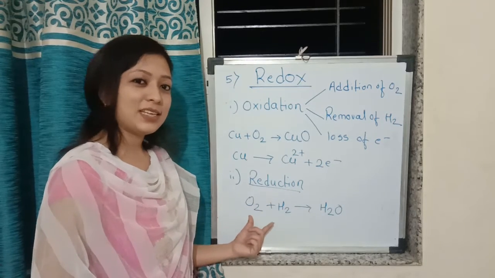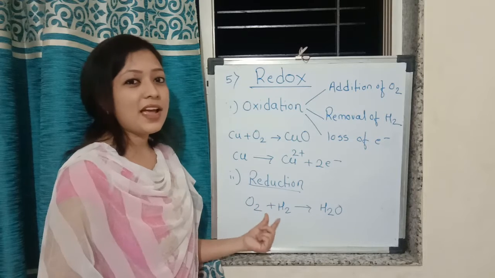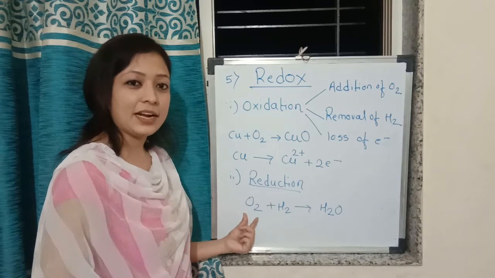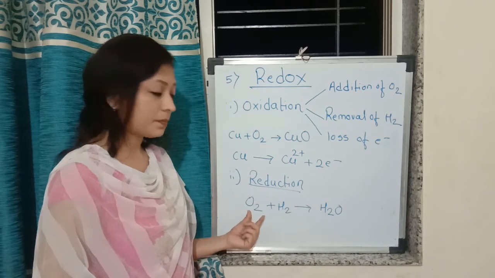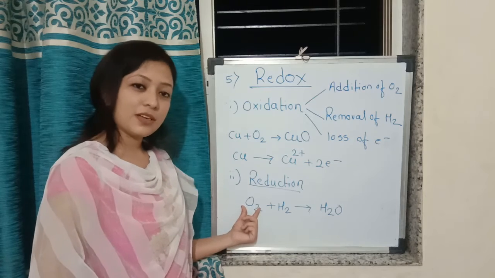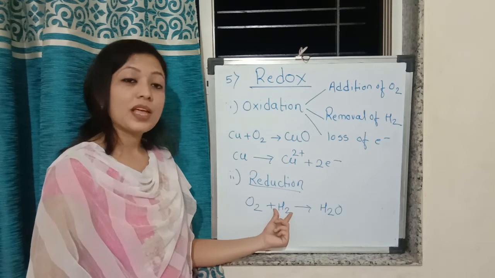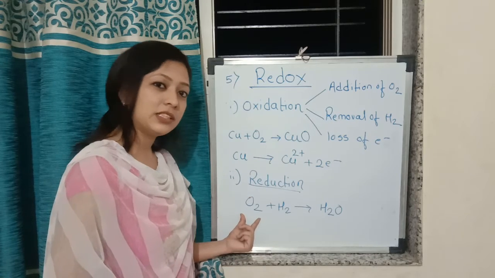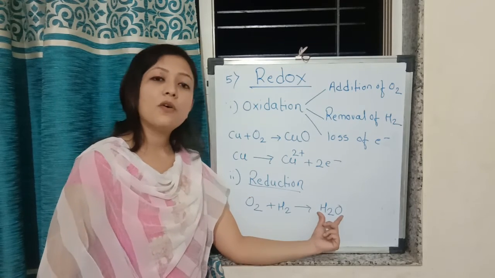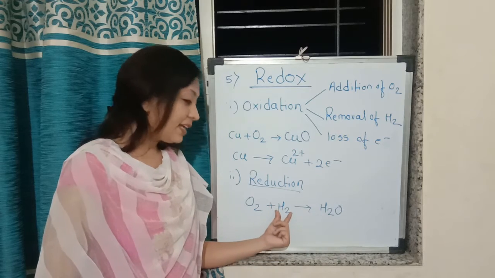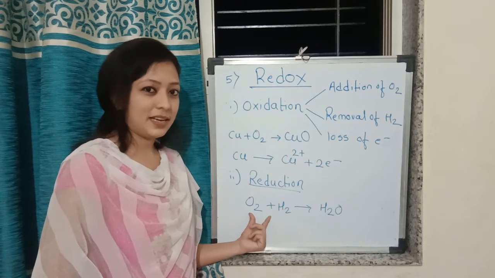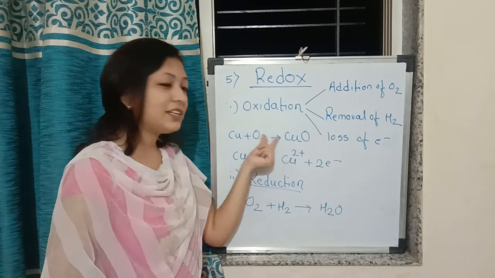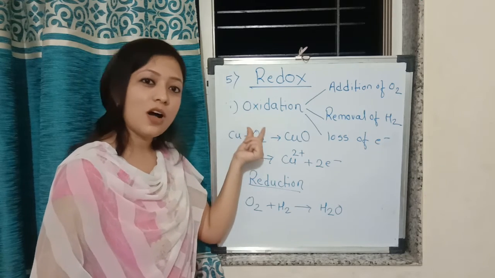Now here we can see one example of reduction where hydrogen is getting added to a particular substance. The reaction between oxygen and hydrogen: in this reaction, hydrogen is getting added to oxygen to form a water molecule. So addition of hydrogen is called reduction and addition of oxygen is called oxidation.